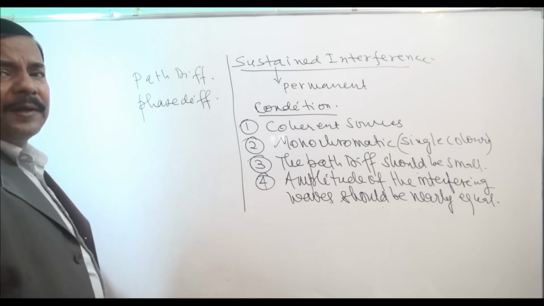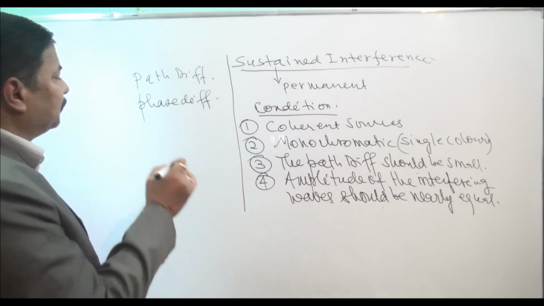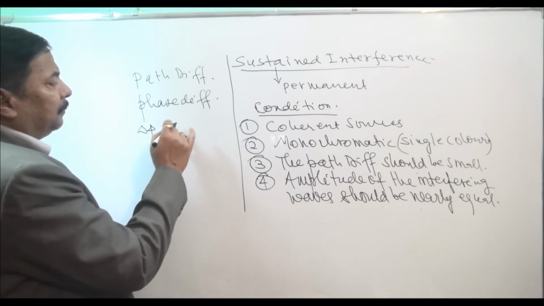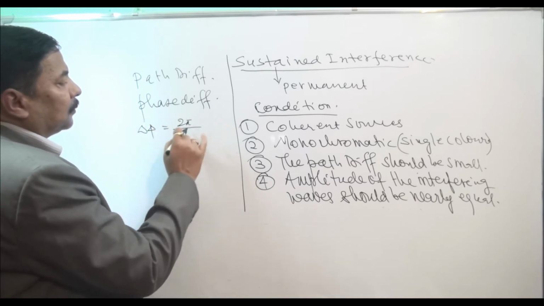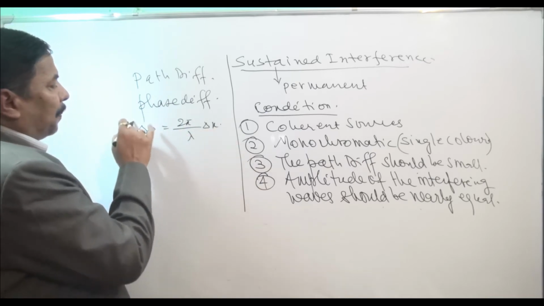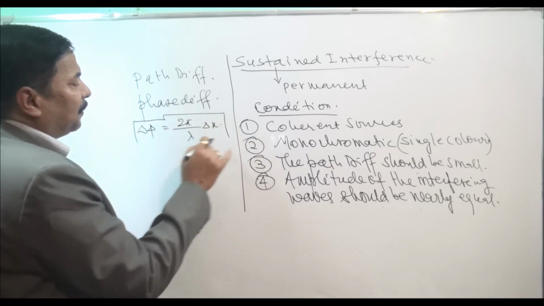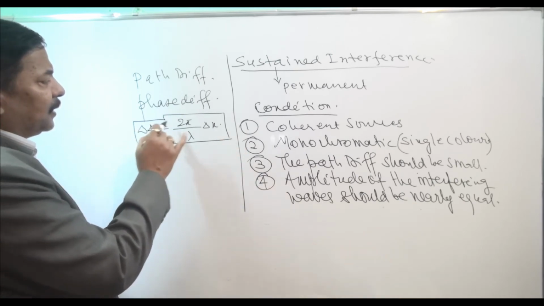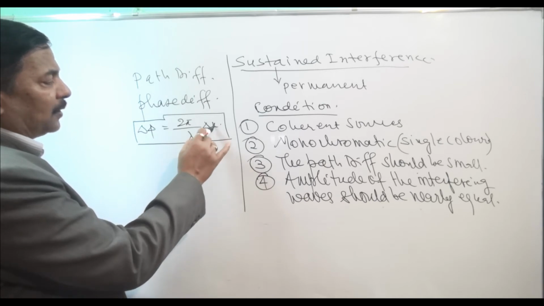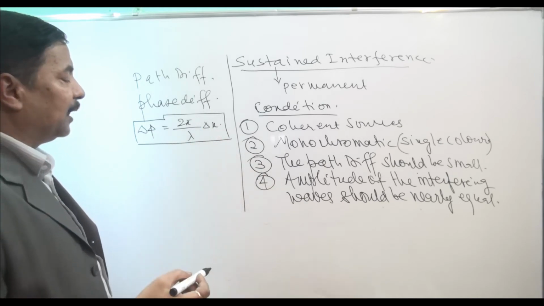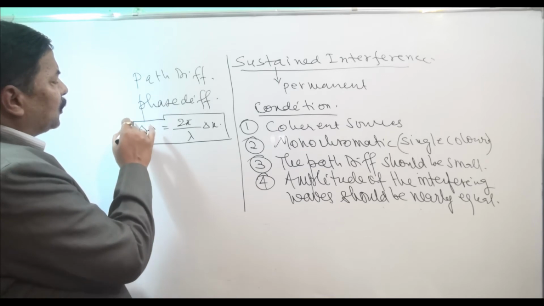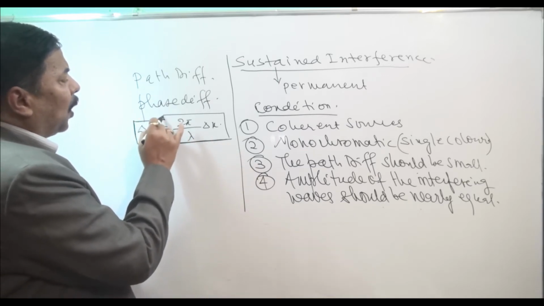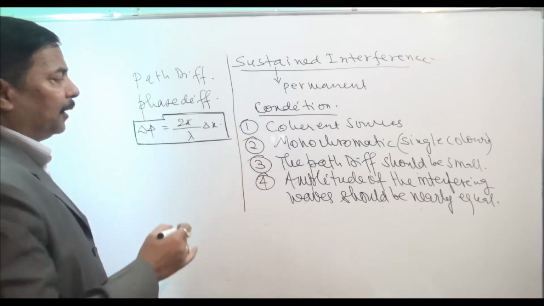This path difference and phase difference are related. Phase difference, del phi, and path difference are related by this relation: phase difference is equal to 2 pi by lambda into path difference, where lambda is the wavelength of light. Now this relation is very simple to derive, and you should remember it all the time very carefully.